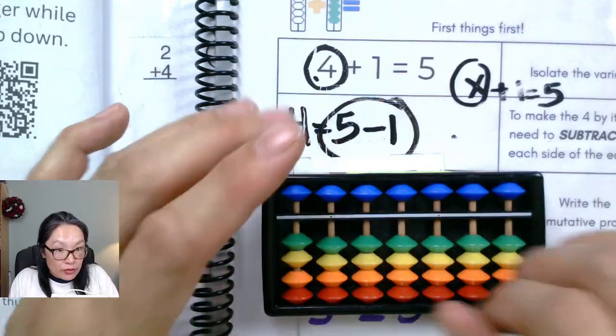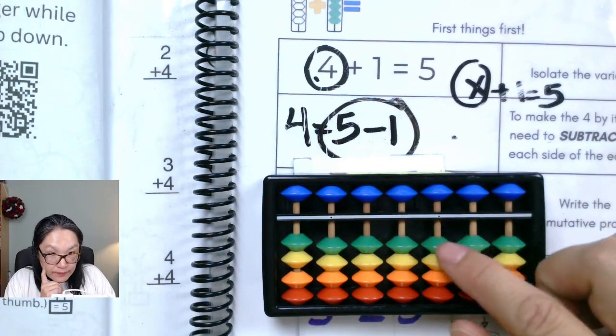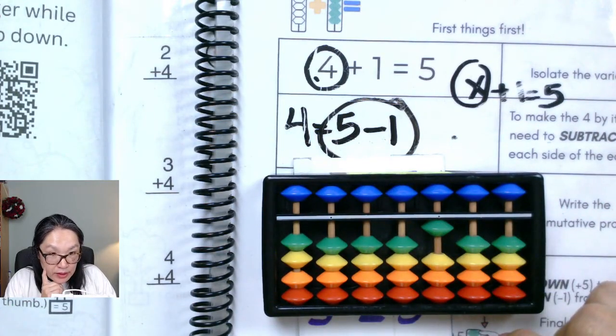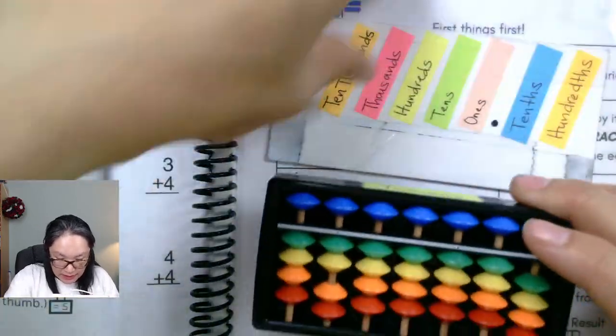Let's do a little review. Let's do a review. We do 1. Can you put the paper and the labels behind the abacus? Like this?